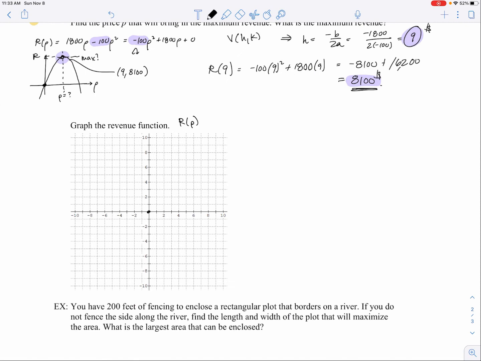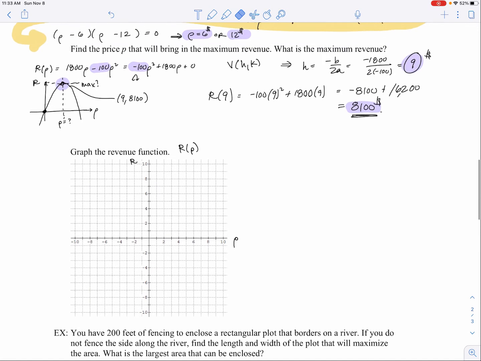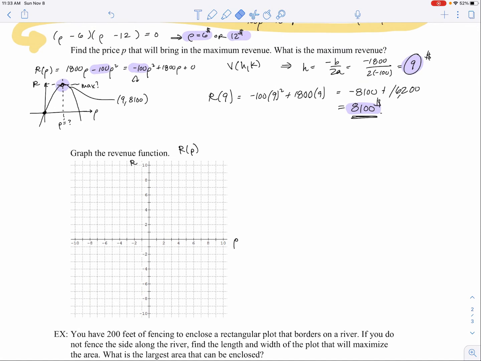R of rho. We're going to have to make this the rho axis, and we're going to have to make this the R axis. But this particular PDF has a graph from negative 10 to 10 and negative 10 to 10 in the rho and R direction, which is not going to be sufficient. So what do we already know? We know that the vertex is at 9, 8,100. So we're going to have to change the scale here quite a bit.